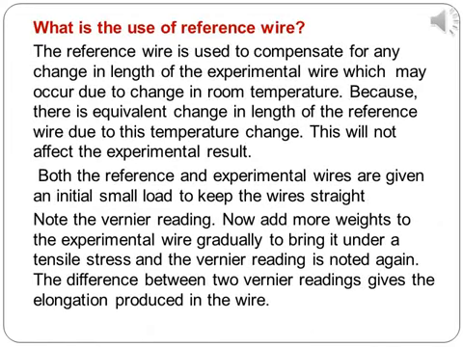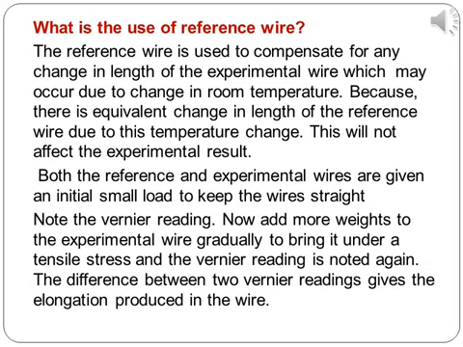What is the use of the reference wire? It is used to compensate for any change in length of the experimental wire which may occur due to a change in room temperature, because there is an equivalent change in length of the reference wire due to this temperature change. So, this will not affect the experimental result. Both the reference and experimental wires are given an initial small load to keep the wires straight.